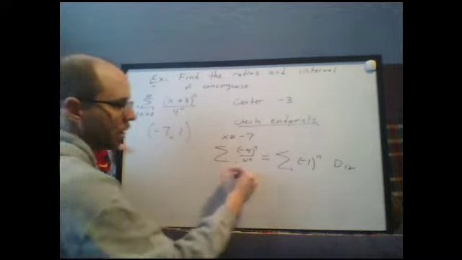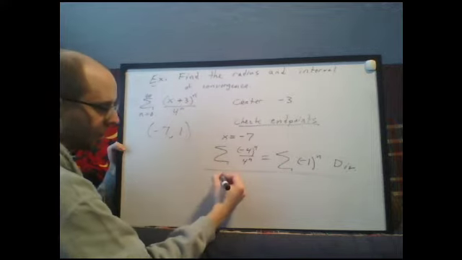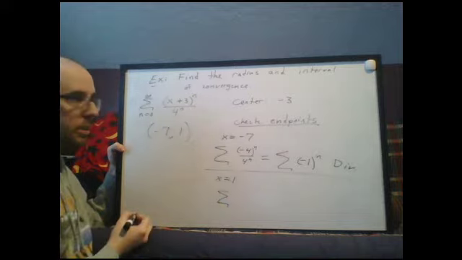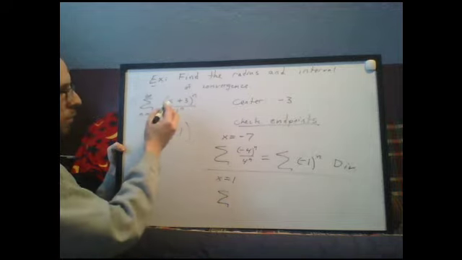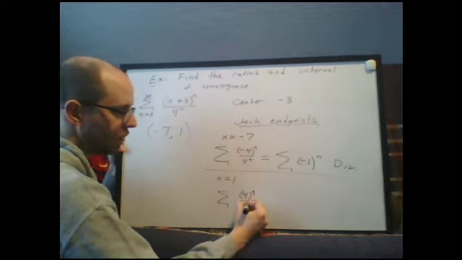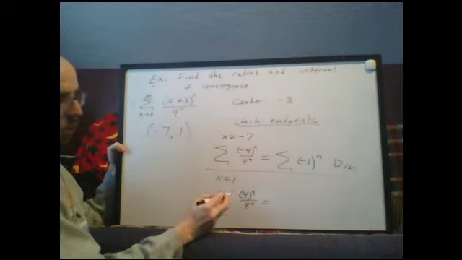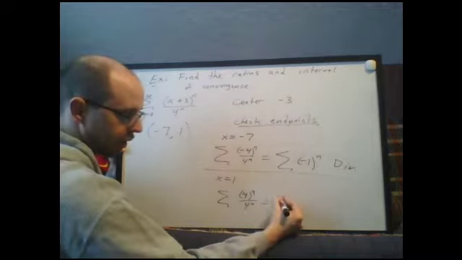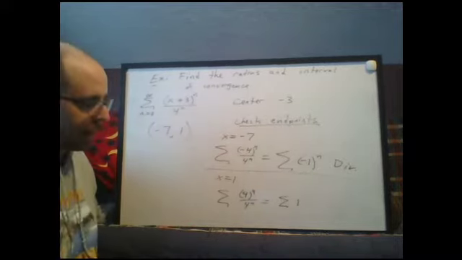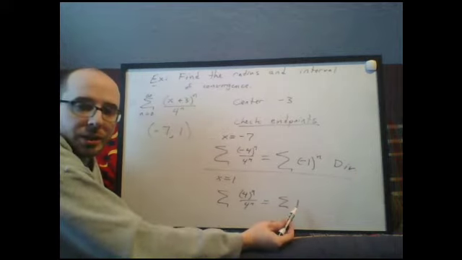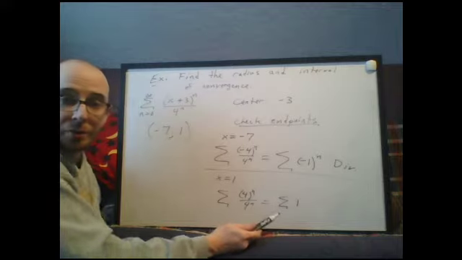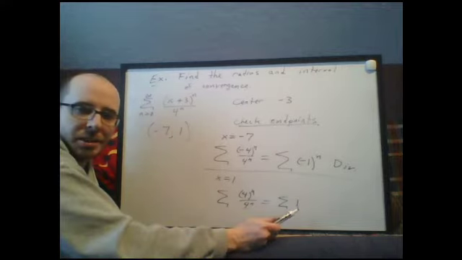If I plug in x equals 1, then my series will become summation of 1 plus 3 is 4 to the n, divided by 4 to the n. 4 to the n divided by 4 to the n is just 1, or 1 to the n if you want to think of it like that. Anyway, that's divergent. I guess you could also say both these are divergent by the divergence test. The limit of the inside is not 0, so it's divergent.